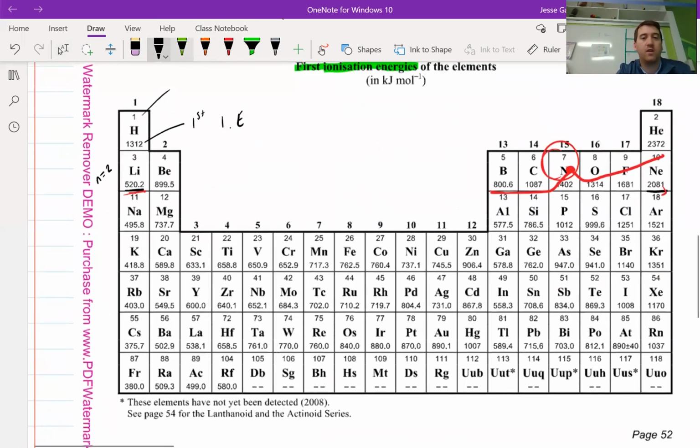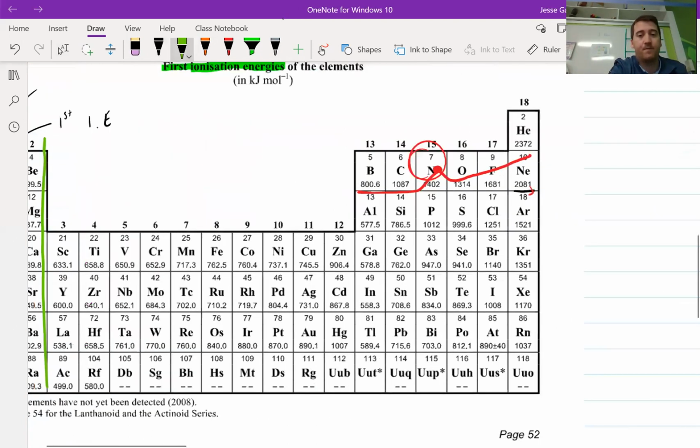So first of all, you need to know what a group is in a periodic table. A group is a vertical column. So this is group 2 here. The trend here starts at 899, then 737, then 589, then 549. The general trend is that it's decreasing. So we know now it's decreasing.